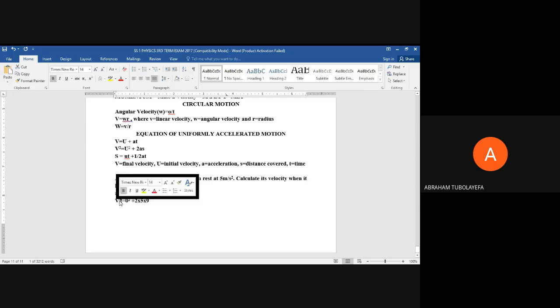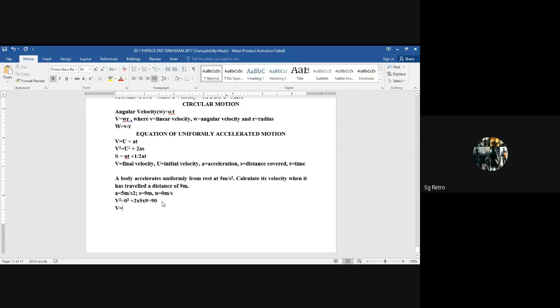So that will give us what? 90, right? So V square is equal to 90. To make V the subject of the formula, what do we do? We take the square root. So what's the square root of 90?